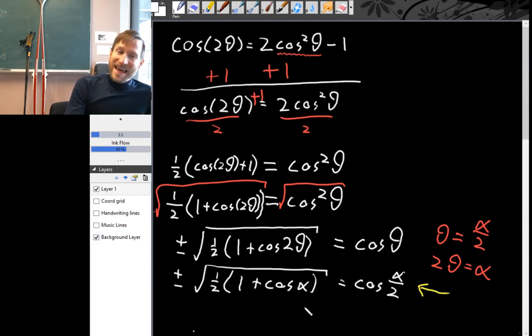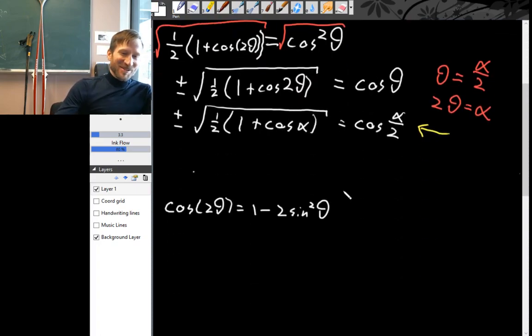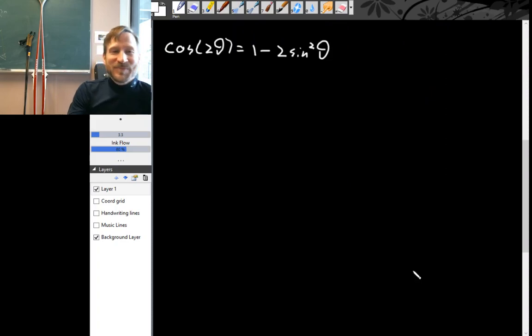You might suspect, hey, this all came from the double angle formula for cosine way up here at the top, and there was a flavor of the double angle formula for cosine that only had sine squared in it. Could we do this whole thing to get a half angle formula for sine? And the answer is yes, of course. I'm so glad you asked. So let's do the whole thing again, but starting with the flavor of the double angle formula for cosine that has sine squared in it. So that identity looked like this. Let's solve this equation for sine squared.